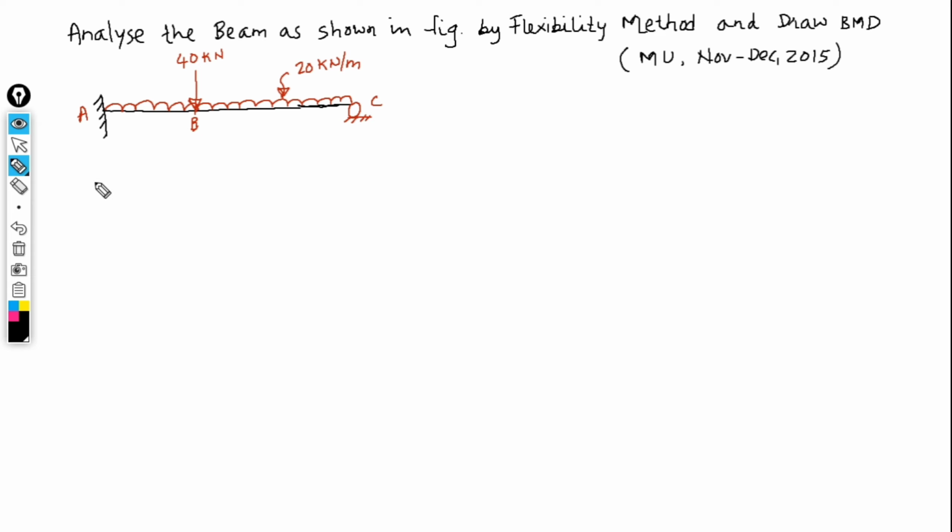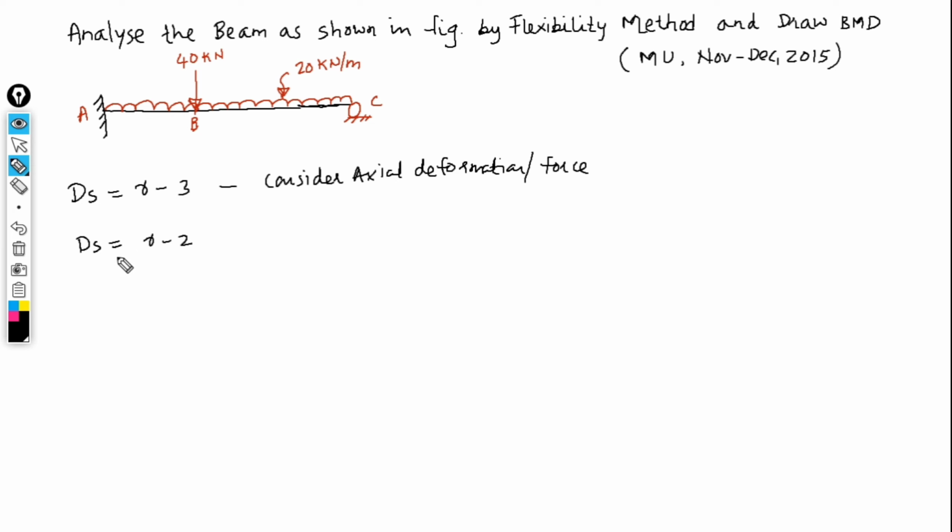We are required to analyze this propped cantilever by a flexibility method, which is also known as force method. So the very first step in such kind of problem is we need to find degree of statical indeterminacy. So we have two formula of degree of statical indeterminacy. One is ds equal to r minus 3, other is ds equal to r minus 2. So ds equal to r minus 3 is used when we consider axial deformation or axial force. And this formula is used ds equal to r minus 2 when we neglect axial deformation.